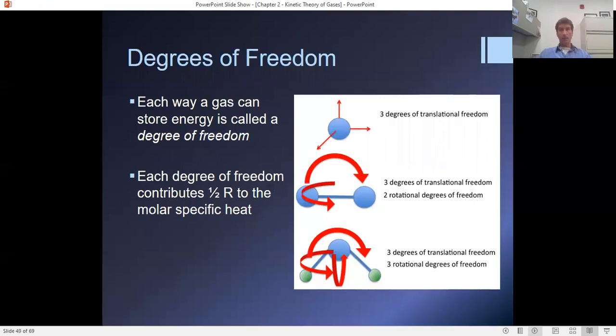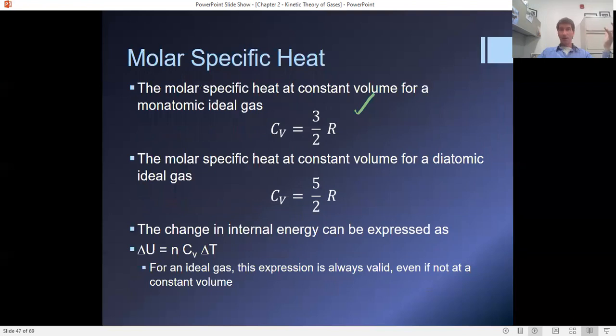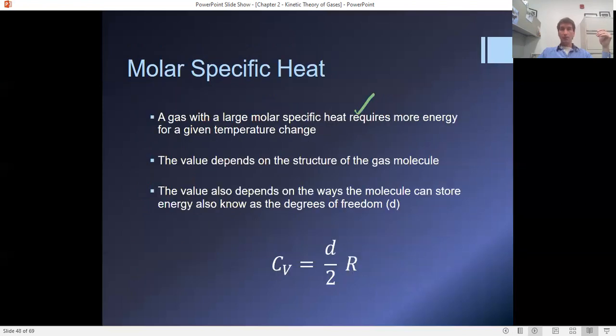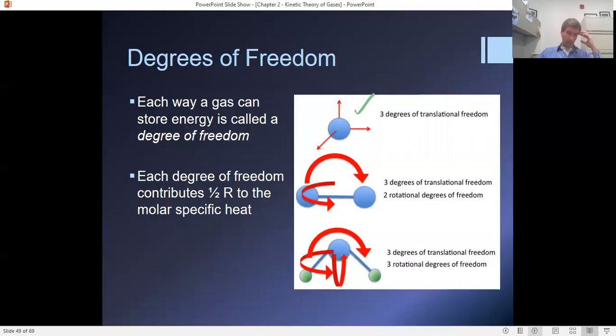Essentially, if we look at these different modes, we can see that, once again, we have a monatomic gas. It can move in 3 dimensions. And that's basically why we came up with this 3/2 R for the molar specific heat. Again, the internal energy being equal to 3/2 nRT. For our diatomic molecule, it can actually have 5 degrees of freedom where it can store the energy.